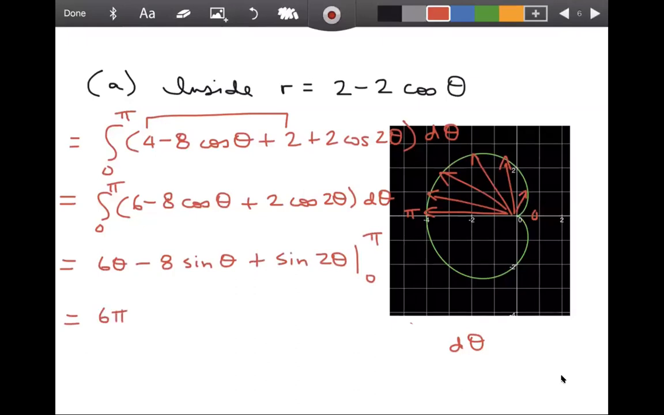And now this is something I get a kick out of. This happens frequently with these area and polar coordinates problems. So minus 8 sine pi, which is 0, plus sine 2 pi, which is 0. And then when you plug in 0, every single one of these terms is a 0. All right. So the only term that ended up mattering was the very first one. So the area of this region is 6 pi. All right. Moving right along.